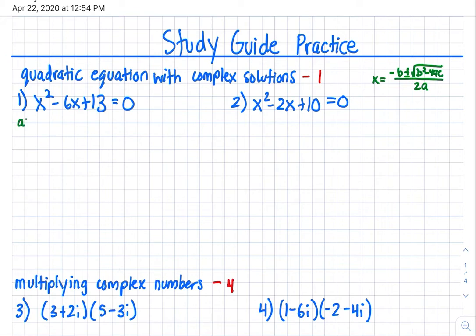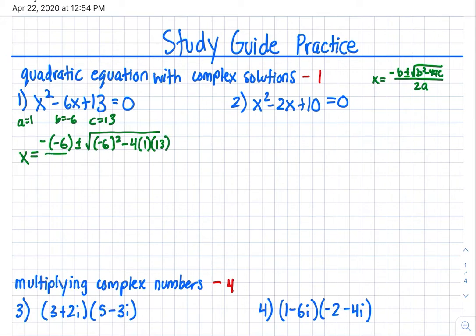Your A value is 1, B is -6, and C is 13. So plug that into your formula. So x is equal to negative of -6 plus or minus the square root of -6 to the second power minus 4 times your A value times your C, all over 2A, which is 2 times 1. Simplify that, so we get 6 plus or minus the square root of 36 minus 52 all over 2, which is 6 plus or minus the square root of -16 over 2.